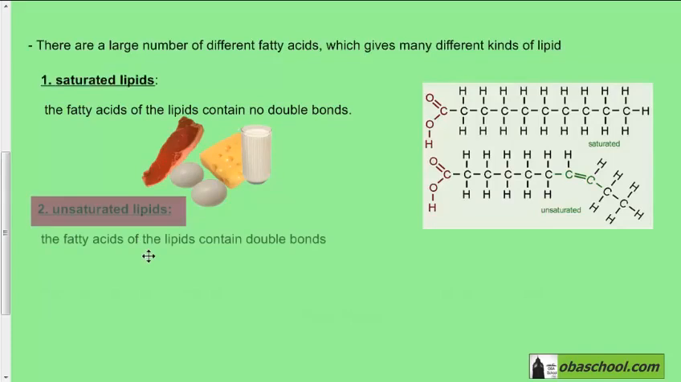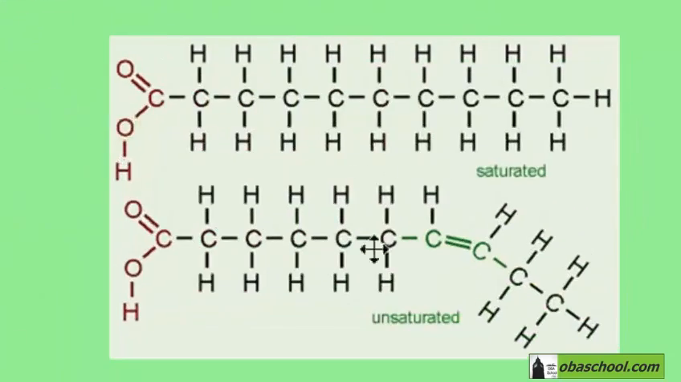Now, unsaturated lipids, which are the second type, the fatty acids of these unsaturated lipids contain double bonds between the carbons. Now, we need to be careful here. When we say double bond, we are talking about the double bond between one carbon atom and another, and not between a carbon atom and an oxygen atom. This is a different thing.